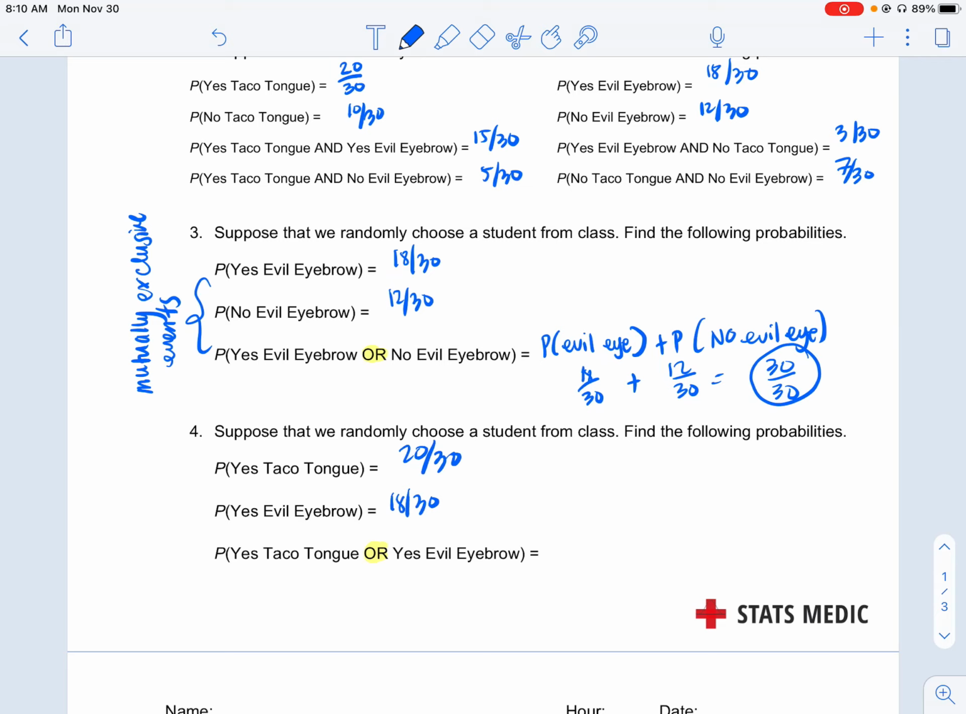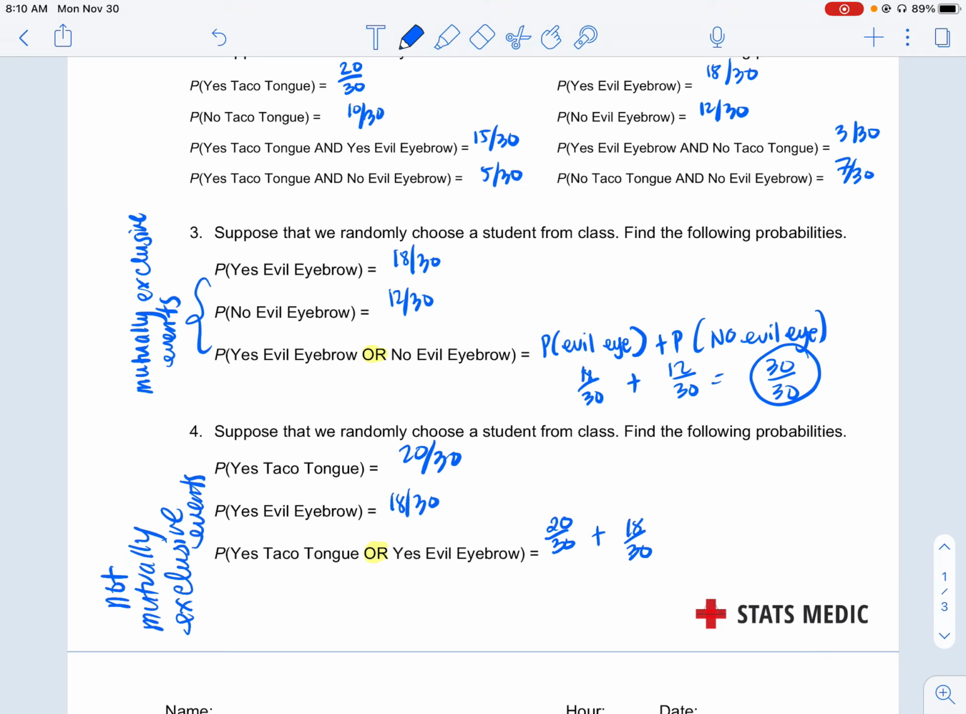Let's do it this way. I'm combining 20 out of 30, all the people that can do taco tongue, plus 18 out of 30, the people that can do evil eyebrow. But I would like to remind you the difference between number 3 and number 4. In number 3, these are mutually exclusive events. They cannot happen together. But in number 4, this is a not mutually exclusive event. These events can happen together, correct?